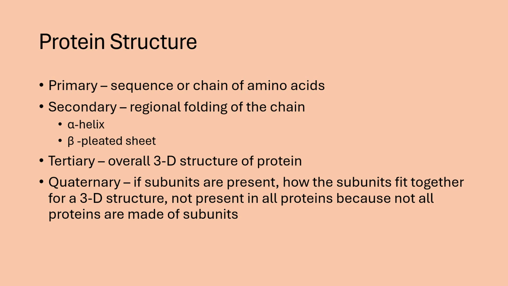Tertiary structure refers to the overall 3D structure of a protein. For some proteins, this is it. That's all there is to it. Some proteins also have what's known as a quaternary structure, and this occurs if the protein is made up of several subunits. And so the quaternary structure is, how do those subunits fit together to form now the overall 3D structure for the protein?